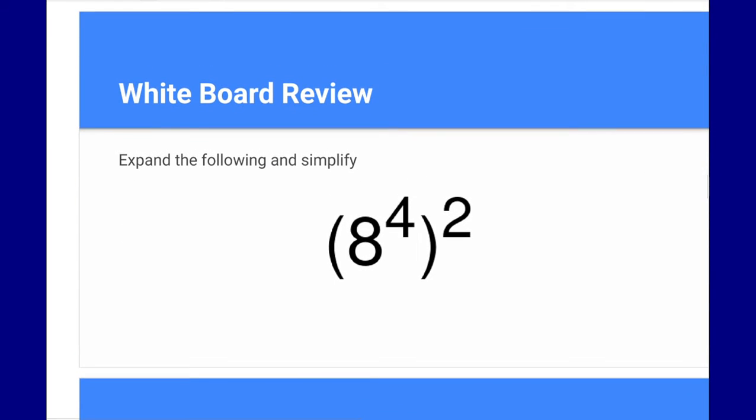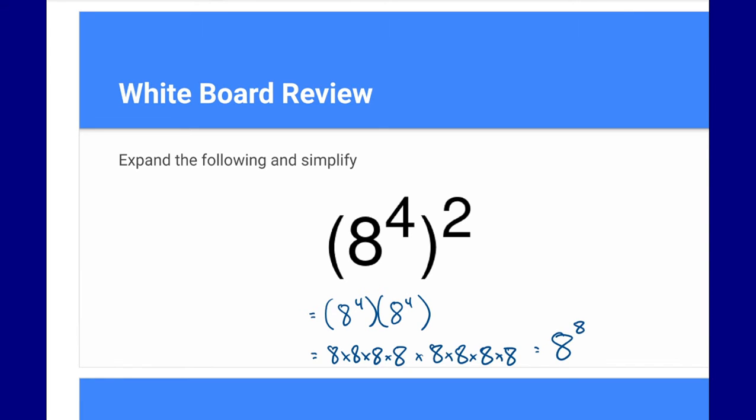With this one, 8 to the power of 4 to the power of 2, that means I have 8 to the power of 4 twice. And what would that simplify to? Well, 8 to the power of 4 is 4 8's, and we multiply that by 4 more 8's, which I can simplify to 8 to the power of 8, because I have 8 multiplied by itself 8 times.